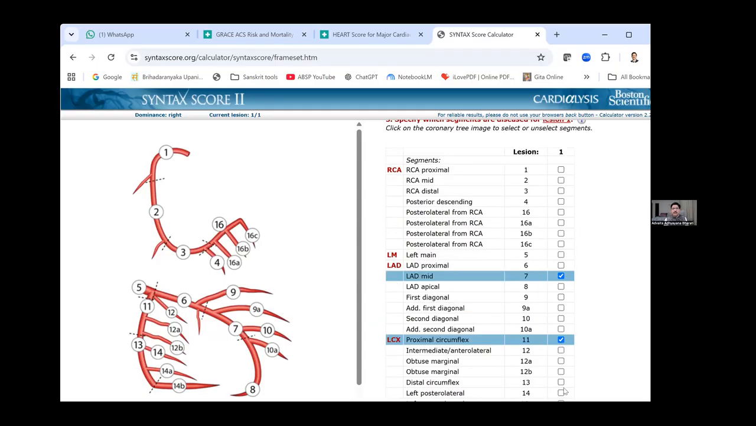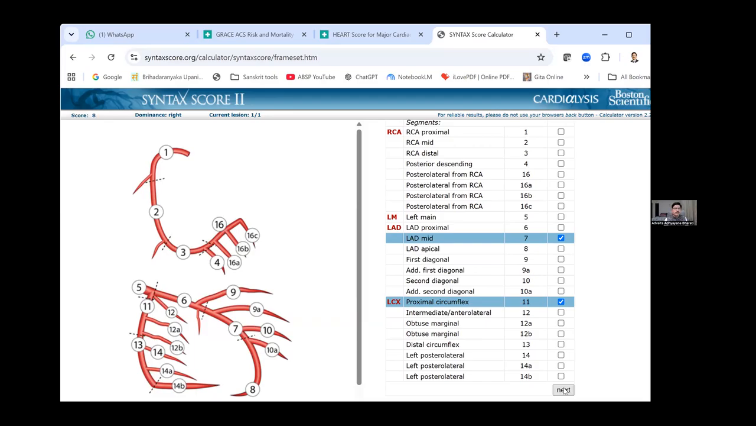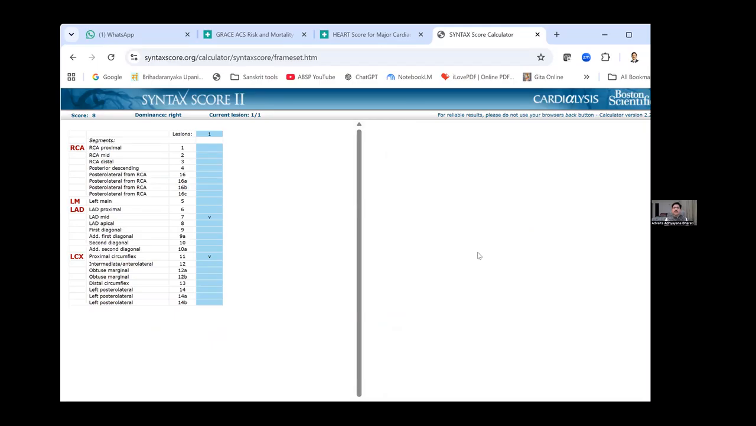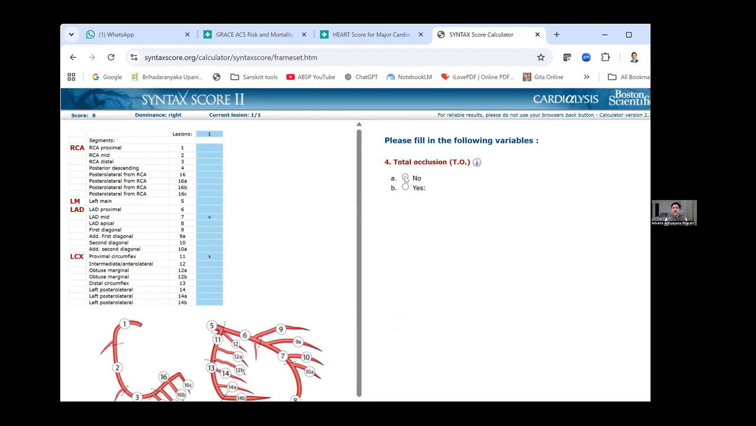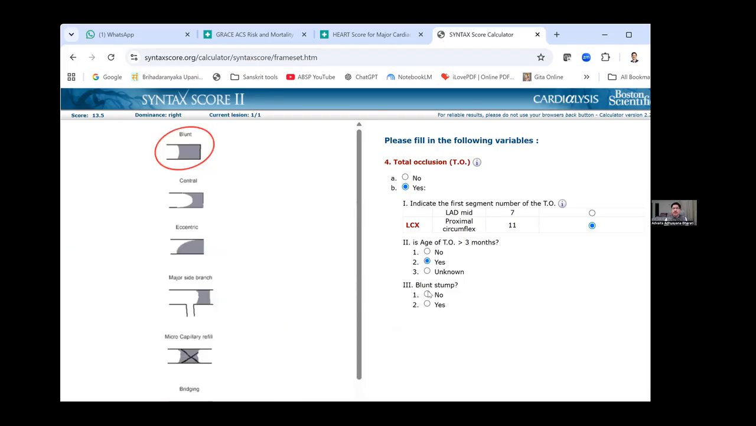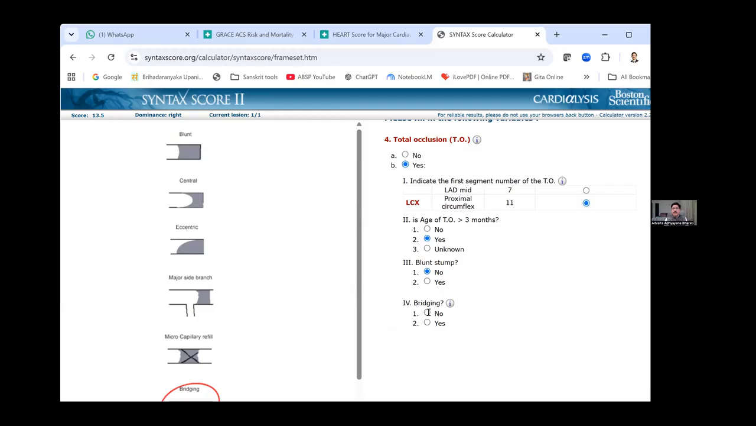Then the next variable will be, it will ask you to fill in the following variables. Total occlusion, yes or no. I say yes. Okay, total occlusion is there. Indicate first segment number, T10, 7 and 10. Yeah, 7 and 10. Both are affected. Age of the total occlusion: less than 3 months. Yeah, yes. And then blunt stump, no. Then it will ask, is there a bridging? No. Then finally, it will make you decide which particular procedure you have to take.